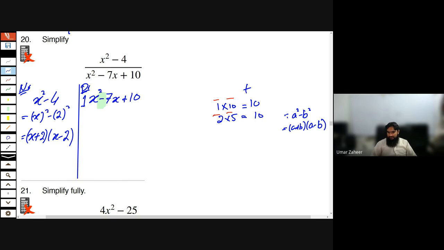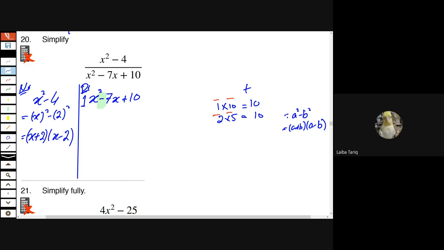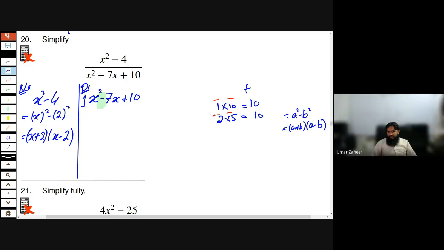Yes, Laiba, is it clear? Yes. So Hamza, tell me which is the suitable pair here? -1, -10, or -2, -5? Yes, Hania. -2, -5 is the suitable one.